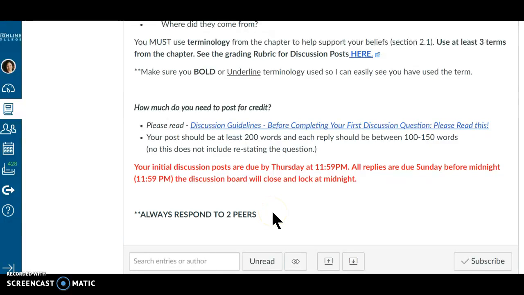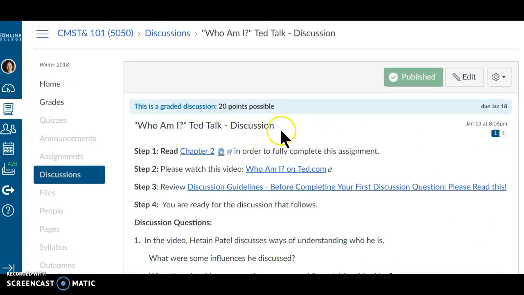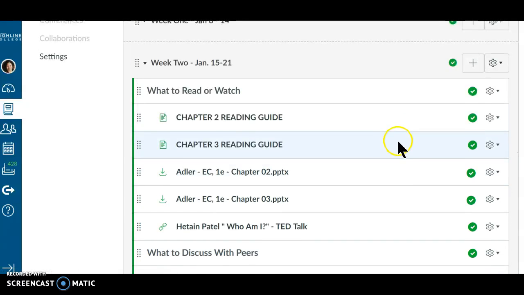Always respond to 2 peers. If I don't put it in the assignment, you are still responsible in discussion board posts to respond to 2 peers, unless I write differently. That's part of your grade. So hopefully this helps you understand what you're supposed to be doing for this TED Talk discussion. If it's already Wednesday, you have until tomorrow at midnight to get your initial post done. Hopefully that helps you know what assignment is due this week as far as the discussion board.